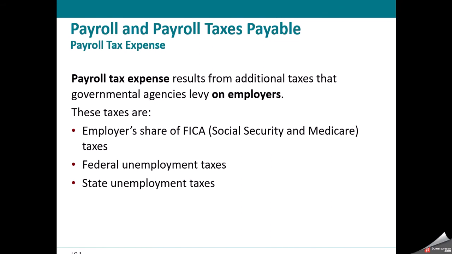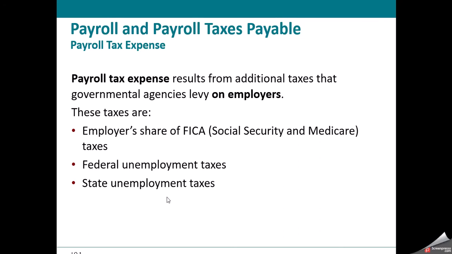Now the employer, so what I said on that last slide, that was the employee's piece, what was withheld from their paycheck. The employer also pays their share. So they pay the exact same share as the employee. So they also pay 7.65% of the wages in FICA. They will pay federal unemployment tax, which is like 0.008. It's a very small, it's 0.8%, 0.008 is a decimal.